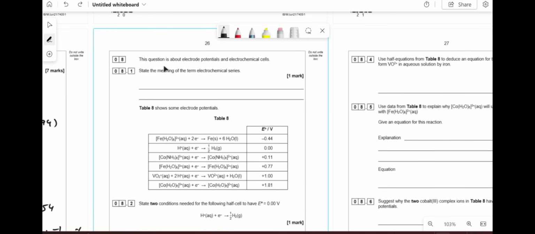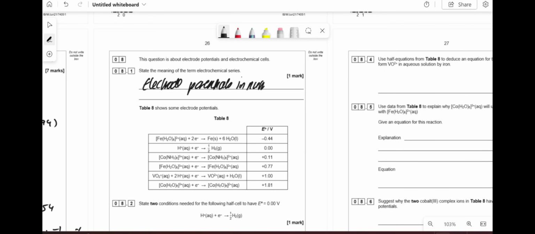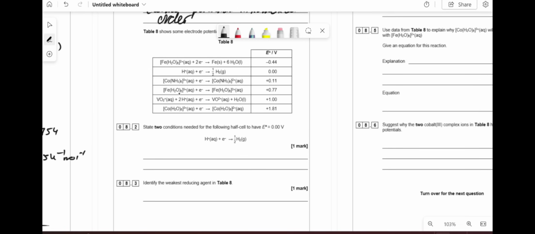Okay, so this question is about electrode potentials and electrochemical cells. State the meaning of the term electrochemical series. So all it is, is electrode potentials in numerical order. So table 8 shows some electrode potentials, and so on.